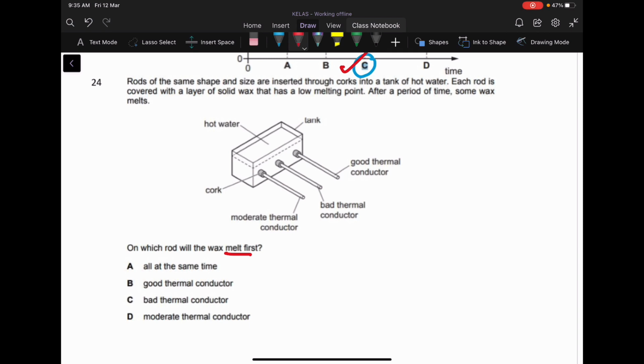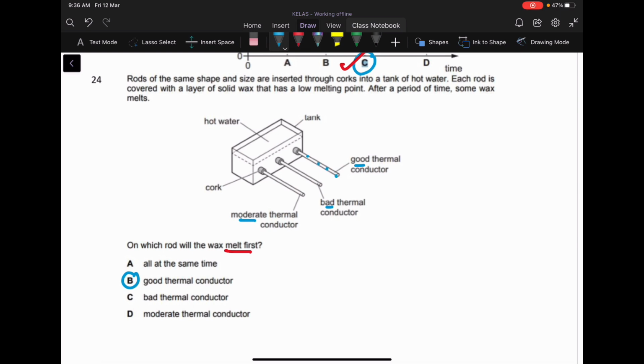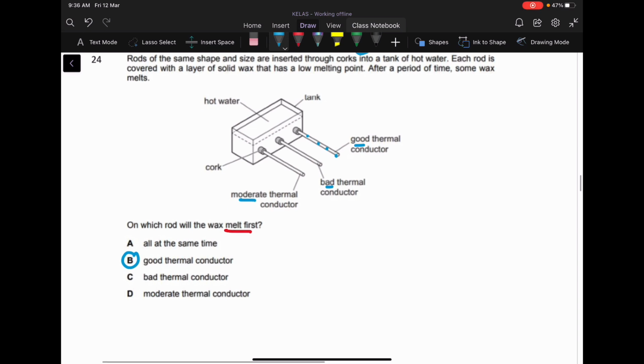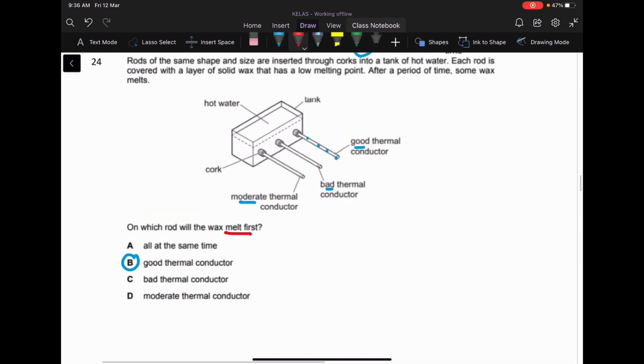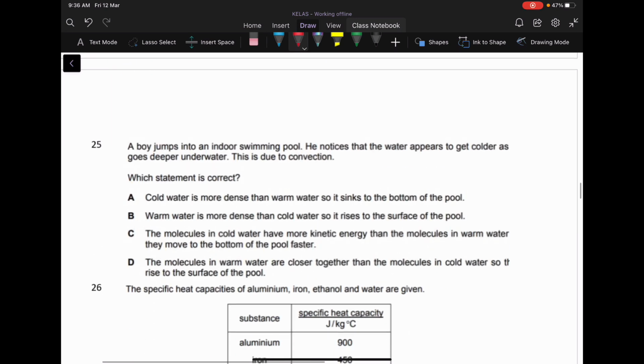So the question wants melt first. We have different materials: good thermal conductor, bad thermal conductor, moderate. So of course, the good thermal conductor will enable the wax to melt first, because if we have a conductor, when it conducts heat very well, it will absorb the most heat. That will cause the wax to melt first. So B is the answer.